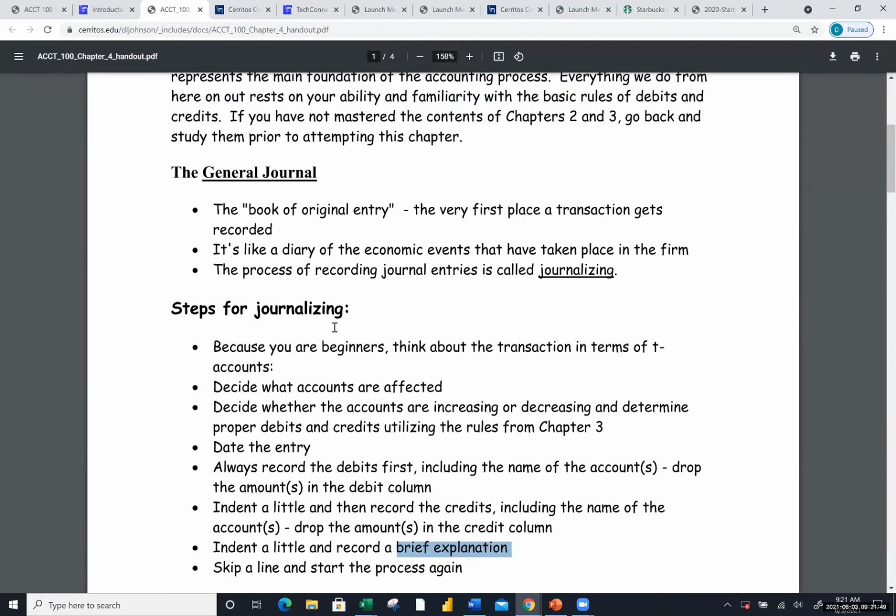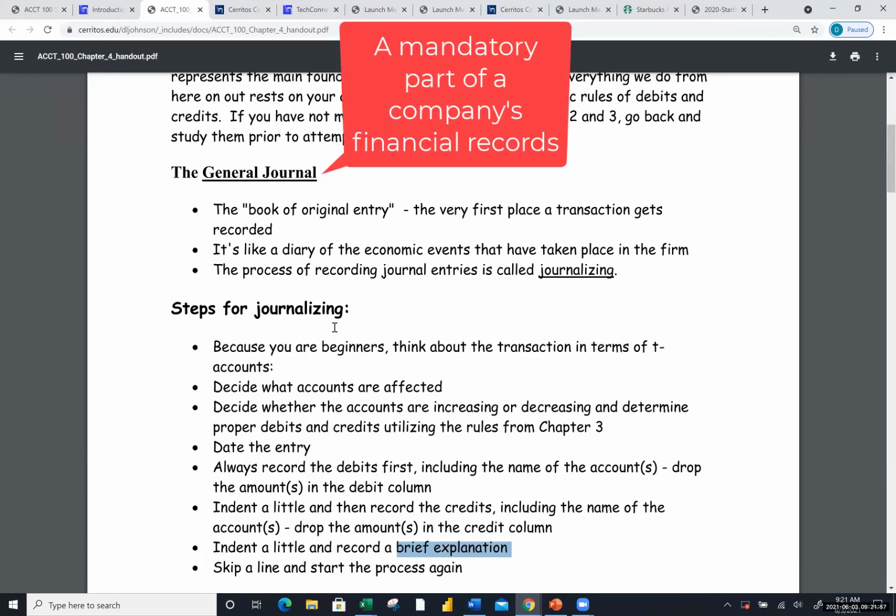So to sum it up in a couple sentences, every single company in the whole world uses some type of a journal, whether it's manually or probably 99% of the time it's going to be electronically, but there is still a journal in the system. It's the first place a transaction gets recorded. It is a historical document. It's in chronological order. That means date order. And we're going to jump in and try these to demonstrate how journal entries are done.